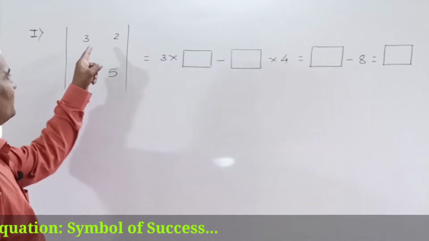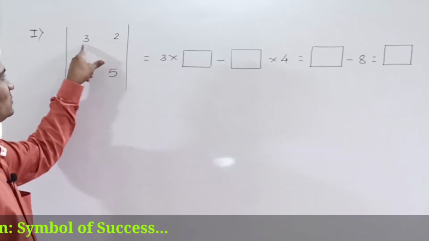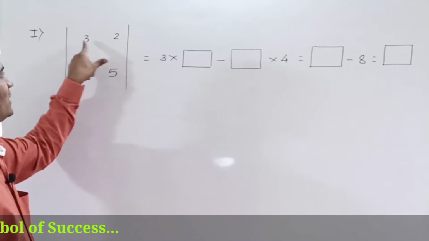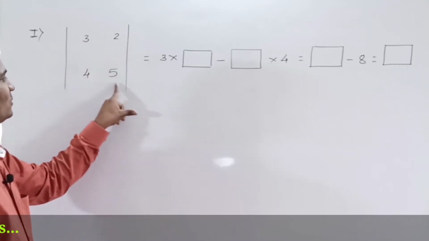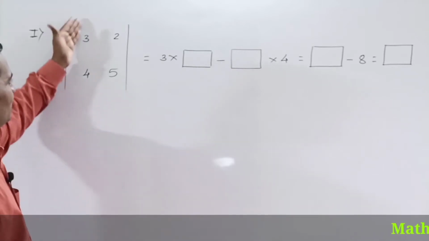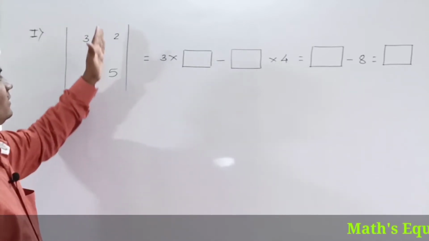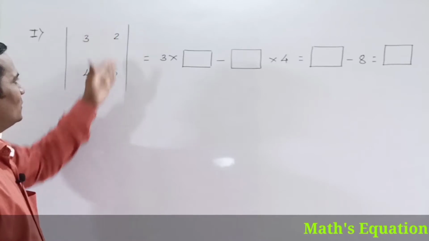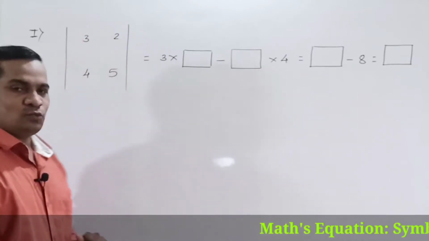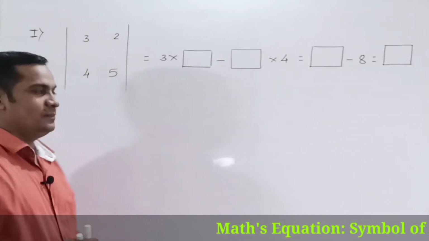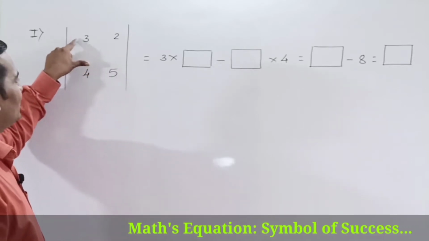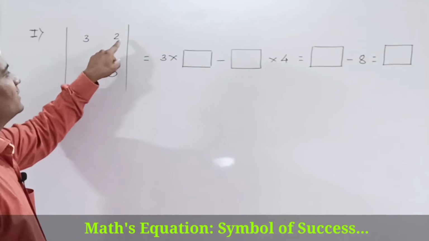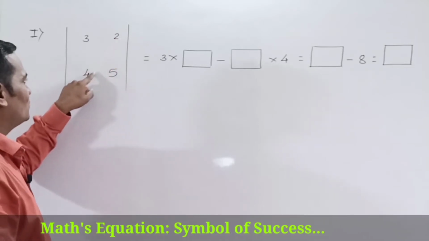Now, in this determinant, these 3 and 2 are called a row. If we consider these 3 and 2, this is a row, and this one is also a row, 4 and 5. Now, if we consider 3 and 4, and 2 and 5, then this will be a column. Now, to find the value of the determinant, we have to take the cross multiplication of these two, that means 3 and 5, minus the multiplication of these two numbers.